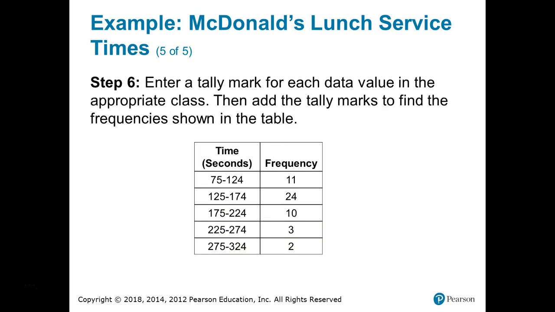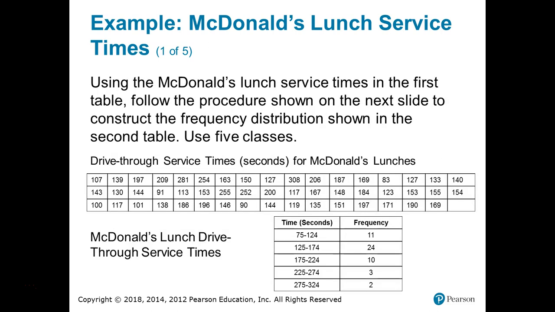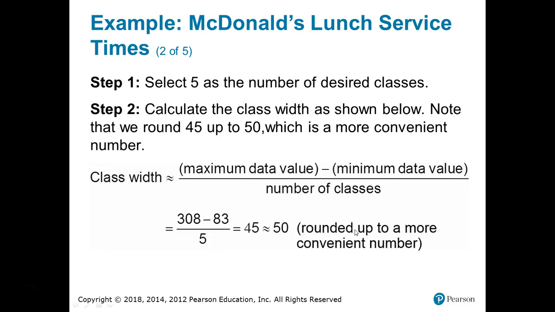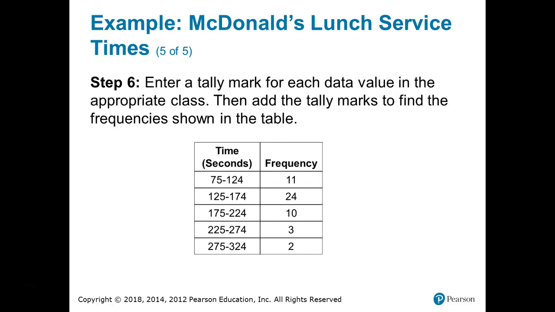Then we can enter a tally mark for each data value in the appropriate class, and then add up all those tallies to find the frequency shown in the table. So 11 of these raw data values fall between 75 and 124. Only 2 of them fall between 275 and 324. And now we took our raw data, which is a very ugly representation, and we put it in a much more user-friendly format where we can actually make inferences about it.